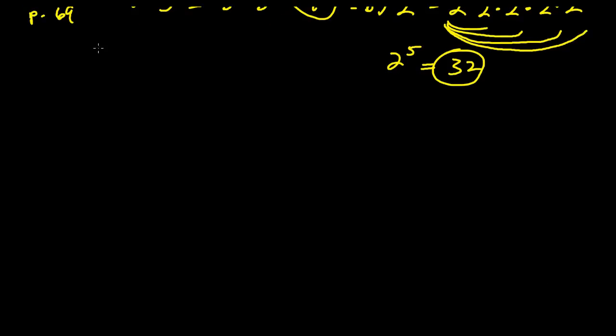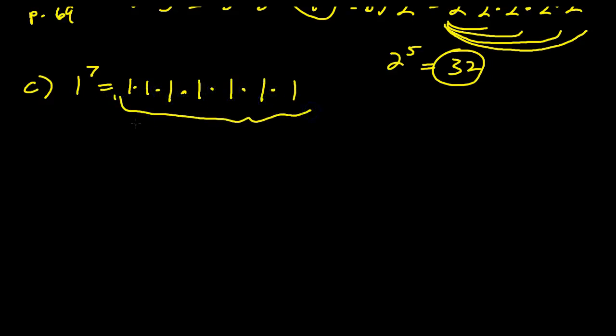Let's look at part C for the same example. Example 1 on page 69. 1 to the 7th power, well, really 1 to any power is, of course, 1. When you multiply 1 by itself, of course, you get 1. So if I take 7 factors of 1 and multiply them, well, of course, I'll get 1. So please note that 1 to any power is 1.